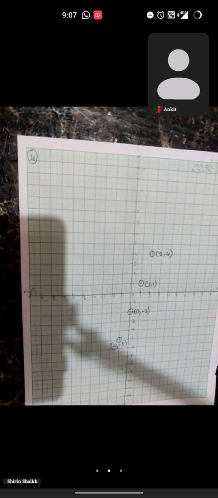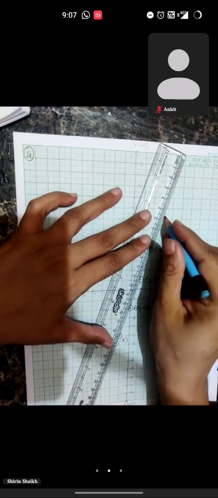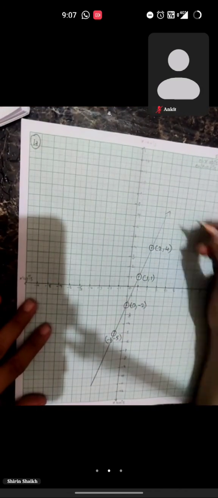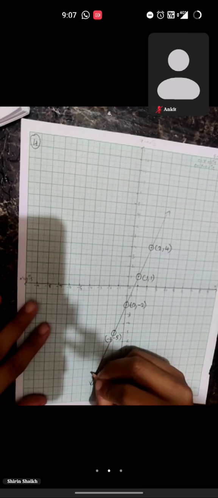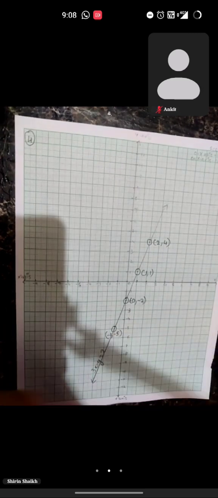Take a scale and a pencil. Draw the line passing through all the 4 points. Okay. So this is 3x minus y is equal to 2.